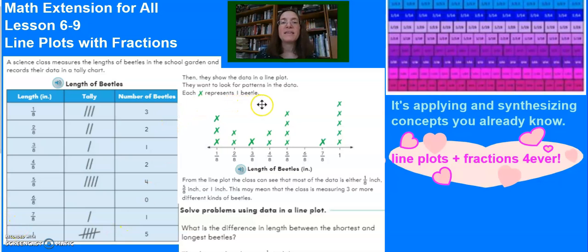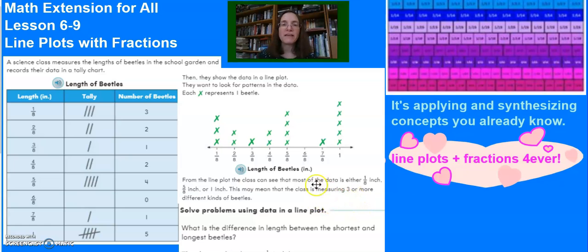Then they show the data in a line plot. They want to look for patterns in the data. Each X represents one beetle. There's the title, length of beetles, and there's the units, inches. And I bet as you look at this, you're like, wait a minute, I could do that. So from the line plot, the class can see that most of the data is either in 1/8 of an inch or 1 inch, and then a whole bunch right in the middle at 5/8. This may mean that the class is measuring 3 or more different kinds of beetles.